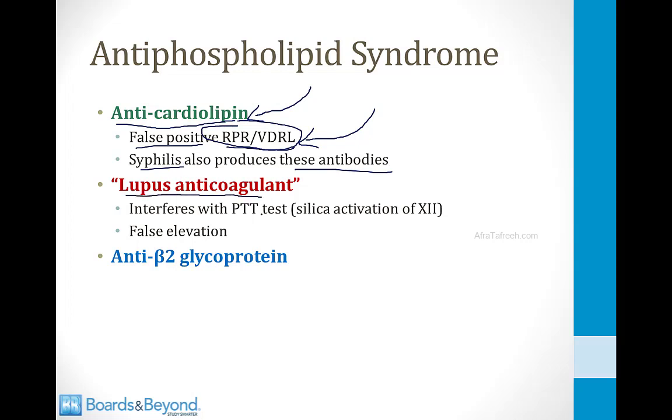It gets this name because it interferes with the PTT test and therefore makes patients with lupus appear as if they are anticoagulated. Recall that the PTT test involves silica activating factor 12 and activating the intrinsic pathway of coagulation. The lupus anticoagulant interferes with this test and yields a false elevation. We'll talk more about that on the next slide. And then the last antiphospholipid antibody is called anti-beta-2 glycoprotein.